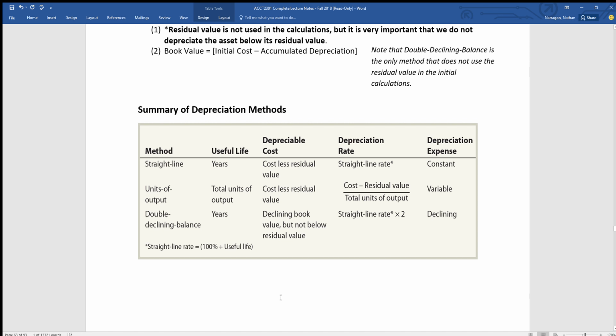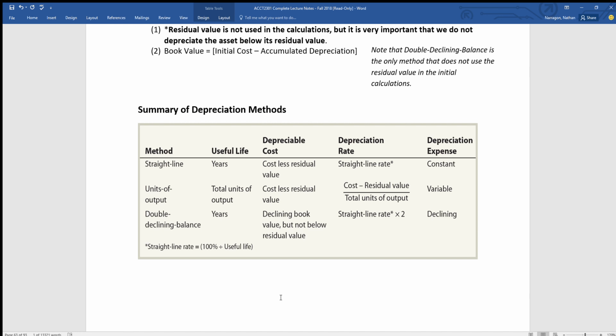So, again, our summary. Here's our summary of depreciation methods. 1, straight line. Again, its useful life is basically years. Same thing with double declining. It's all about years. Units of output is all about units of output. That one is defined in its name. Depreciable cost, again, it's cost less residual value on both straight line and units, but it's declining book value on double declining. Again, just using the same thing that we've done.